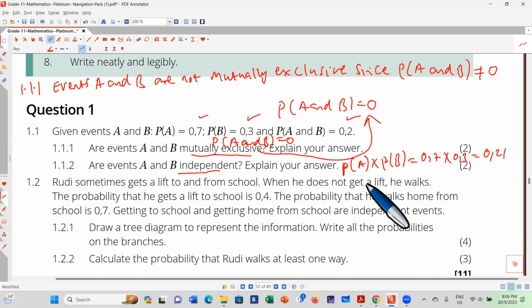Then you have the probability of A and B. The probability of A and B is equal to what? It's equal to 0.2. You have been told that the probability of A and B is 0.2. But this means that here, the probability of A and B is different from the probability of A times the probability of B.